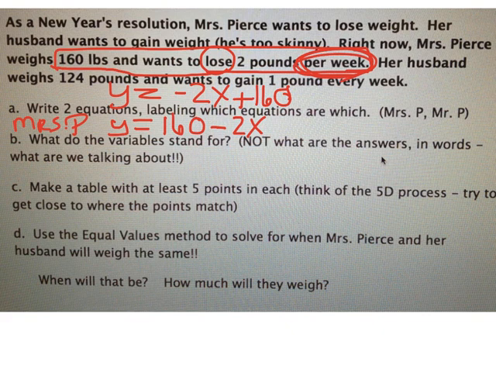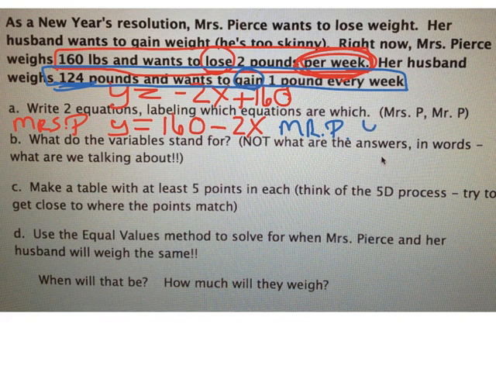All right, now let's move on to Mr. Pierce. So Mr. Pierce right now weighs 124 pounds. He wishes. And actually that would be really skinny. And he wants to gain 1 pound every week. So here's Mr. Pierce's information. So if we kind of do something similar to Mrs. Pierce, I'm going to start with y equals. And he's got 124 pounds to start, and he's going to gain 1 pound every week. Now you don't really have to have the 1, but I just put it there.